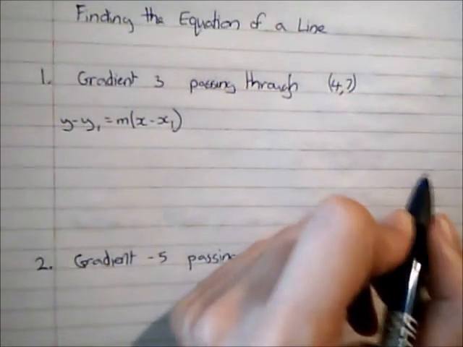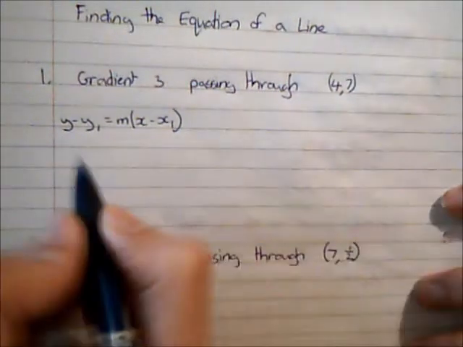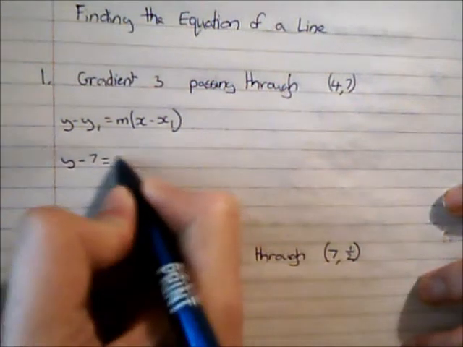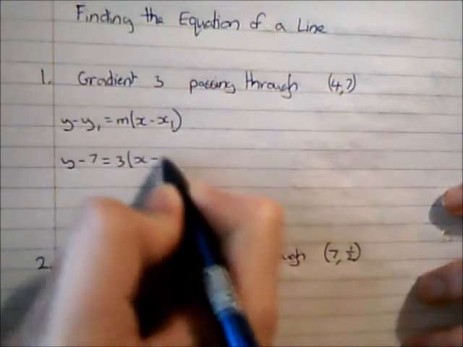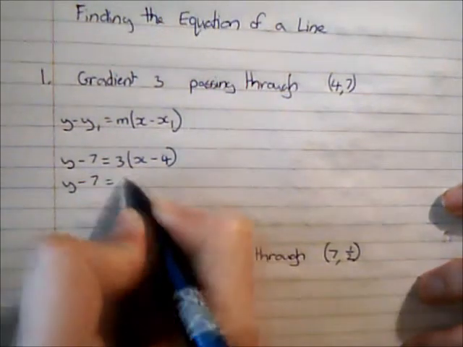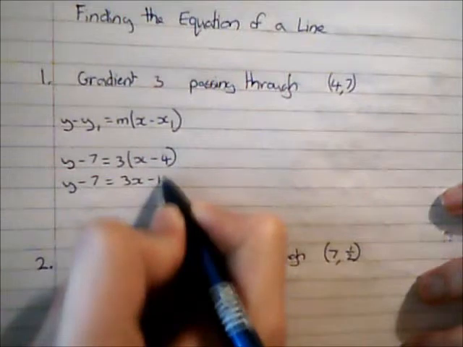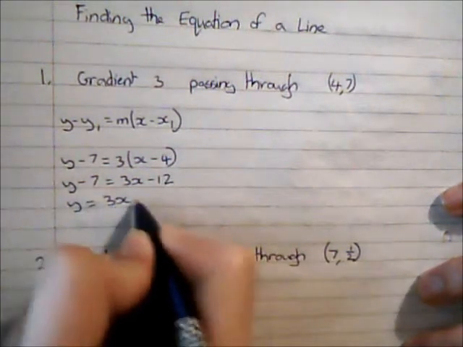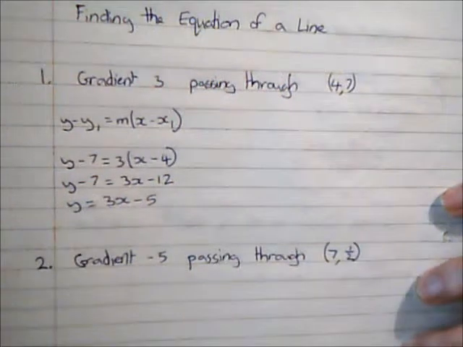So now it's a case of substitution. So I know that y minus 7 is equal to 3 lots of (x minus 4), and then I can expand the bracket, so 3x subtract 12, add 7 to both sides, and I've got this in the form y equals mx plus c, and that's fine.